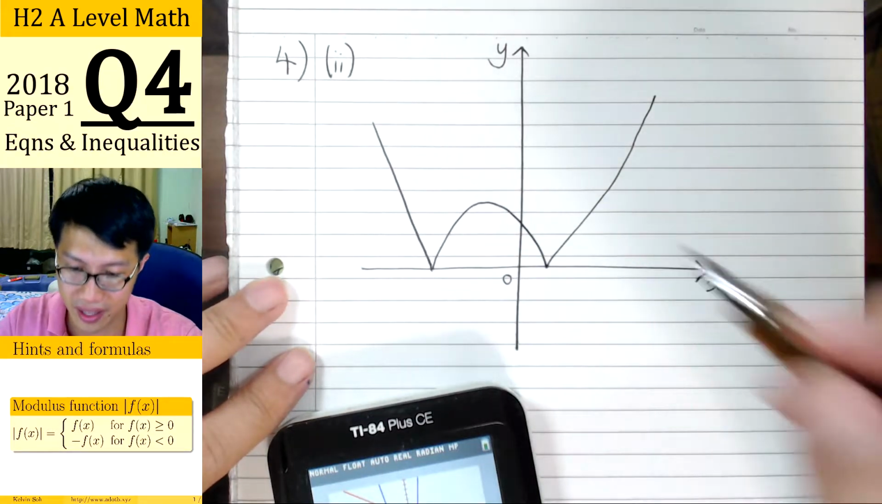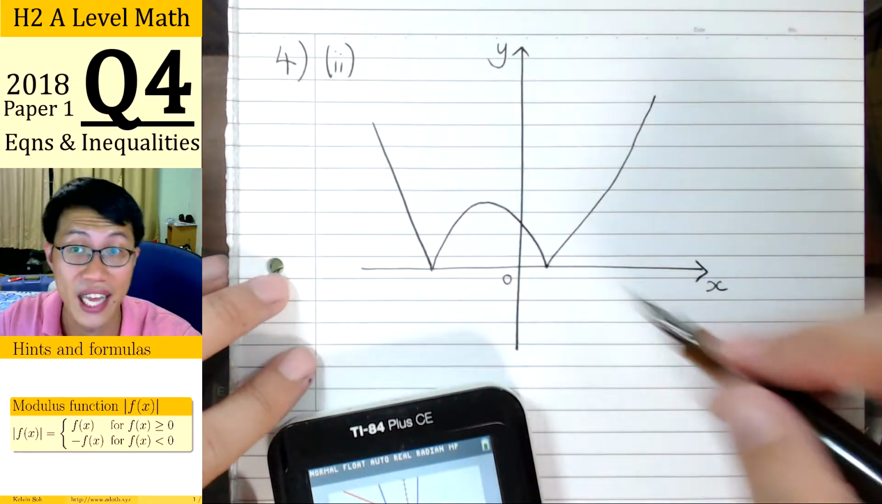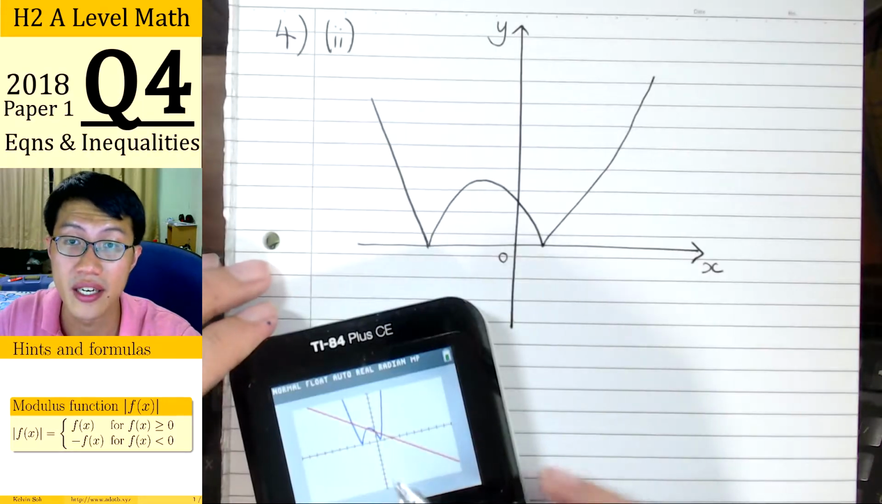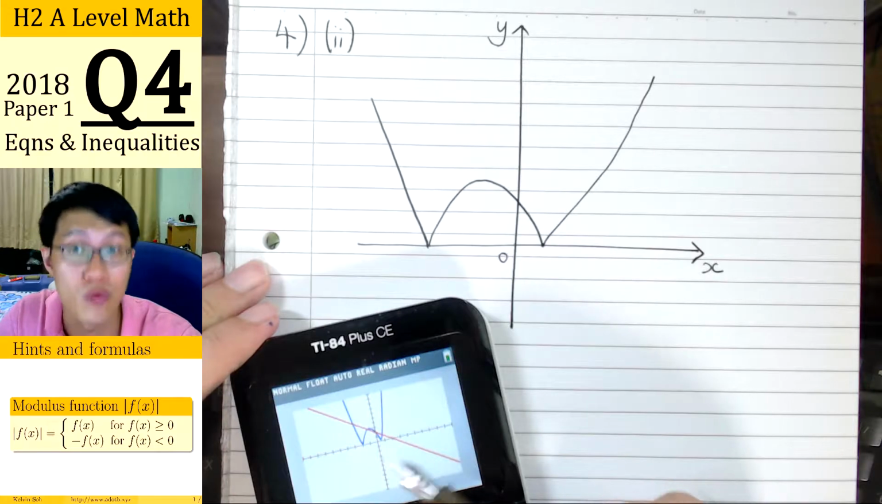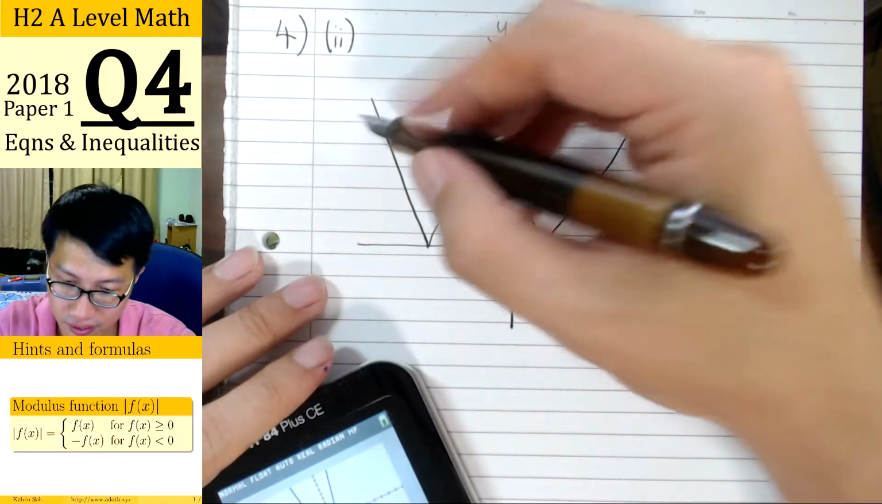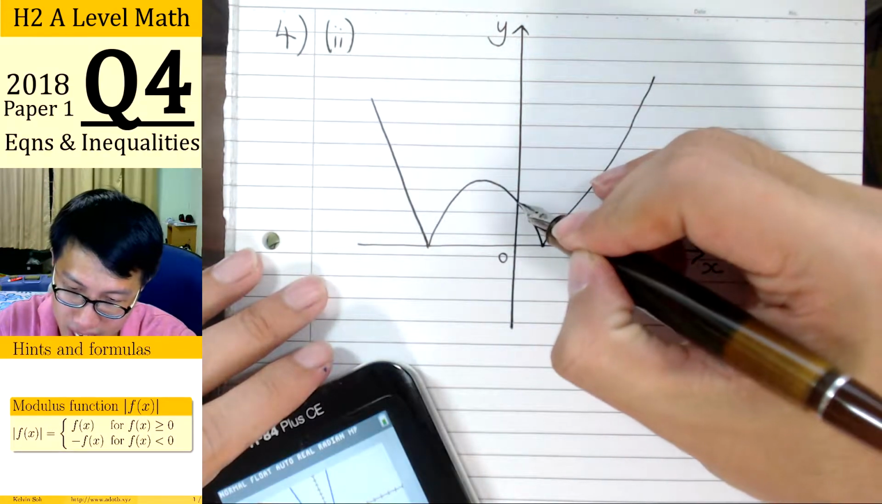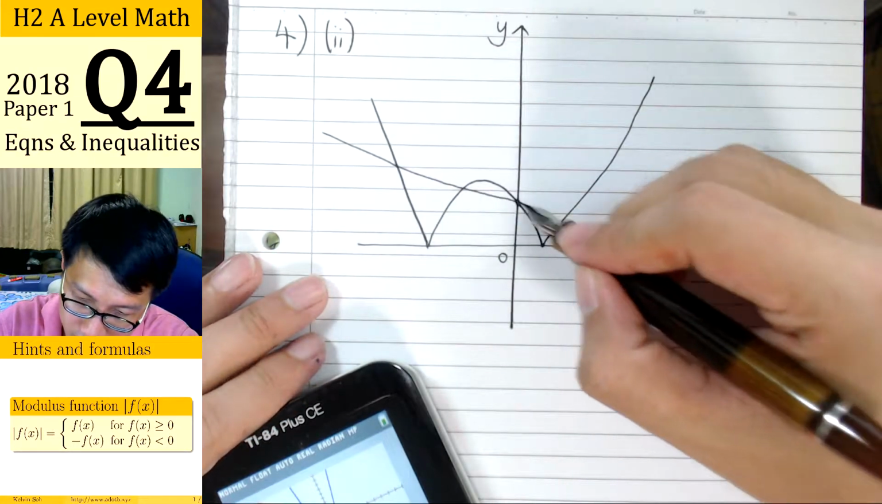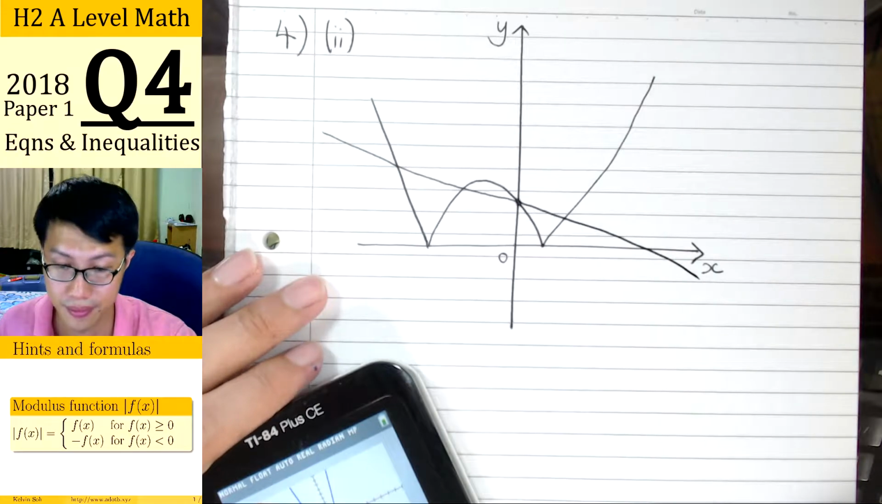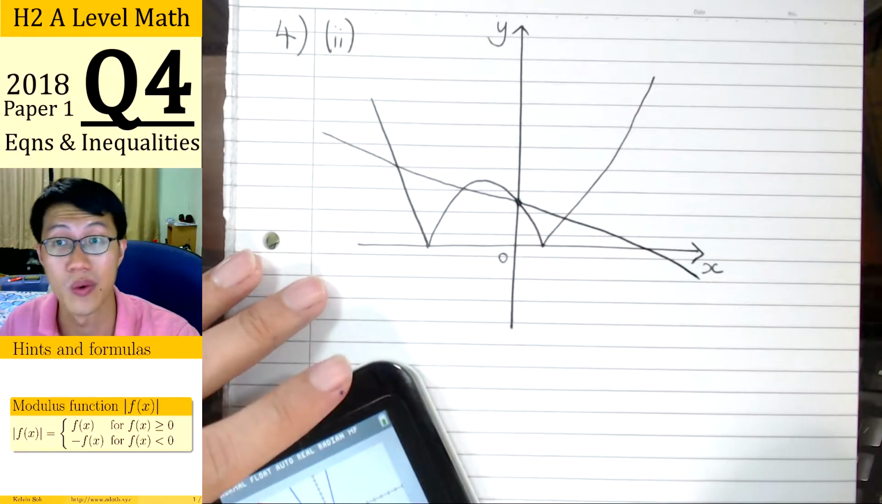Okay, and then next we have our straight line. So if you look more closely at the graph, it actually cuts right at the y-axis. So we have to be careful when we sketch it. Okay, so let's have that. We have this point, it cuts at the y-axis. It's a straight line graph this way and this way. Okay, so this is our two graphs.